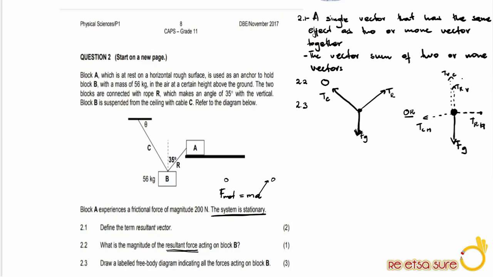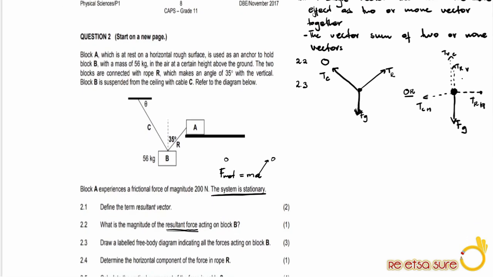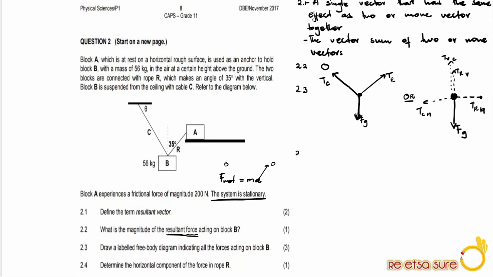And then now let's proceed. Let's go to 2.4. 2.4, determine the horizontal component of force in rope R. Determine the horizontal component of force in rope R.